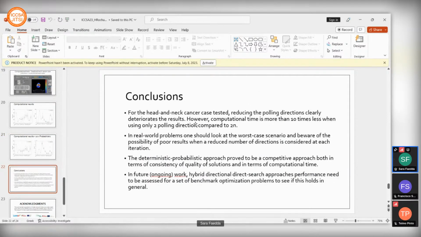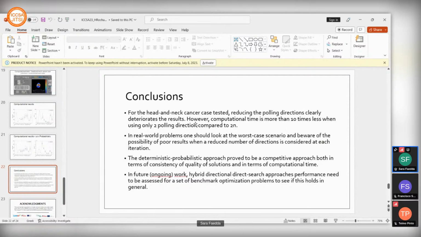So in conclusion, for this case we tested, the results are not in line with those reported in that paper, and clearly the results deteriorate when we decrease the number of polling directions. We need to take care in real-world problems because most of the time we are not interested in the best case, but in the worst-case scenario, and particularly for a clinical setting, that's very important. And the proposed deterministic-probabilistic approach here is very competitive, both in terms of quality and computational time.